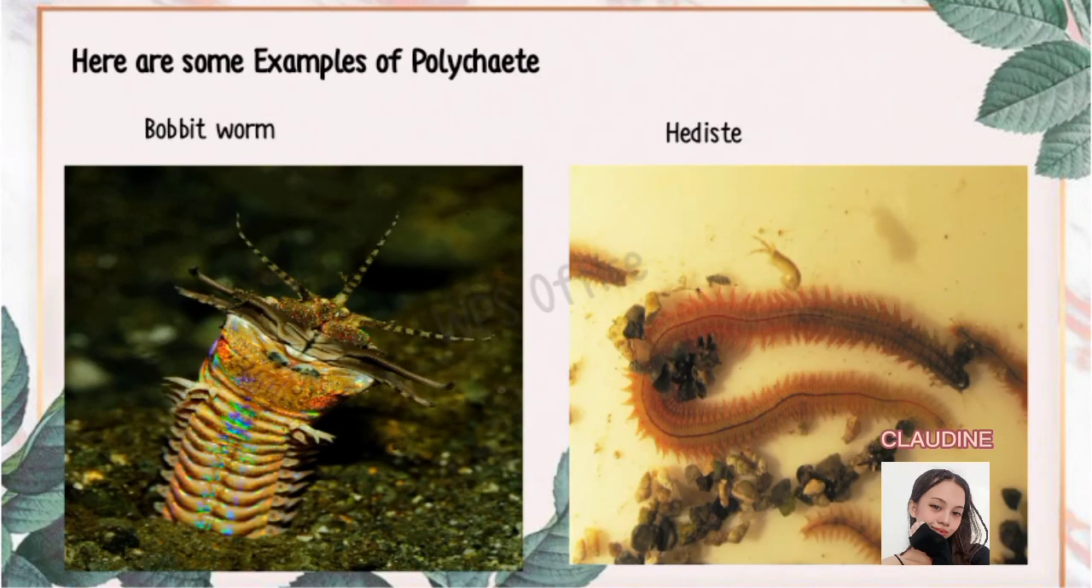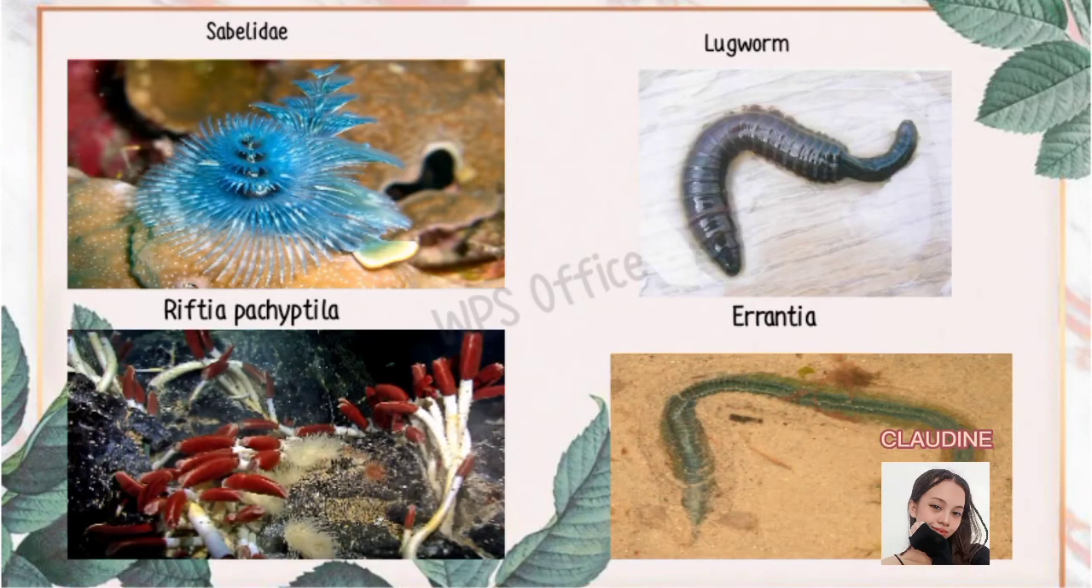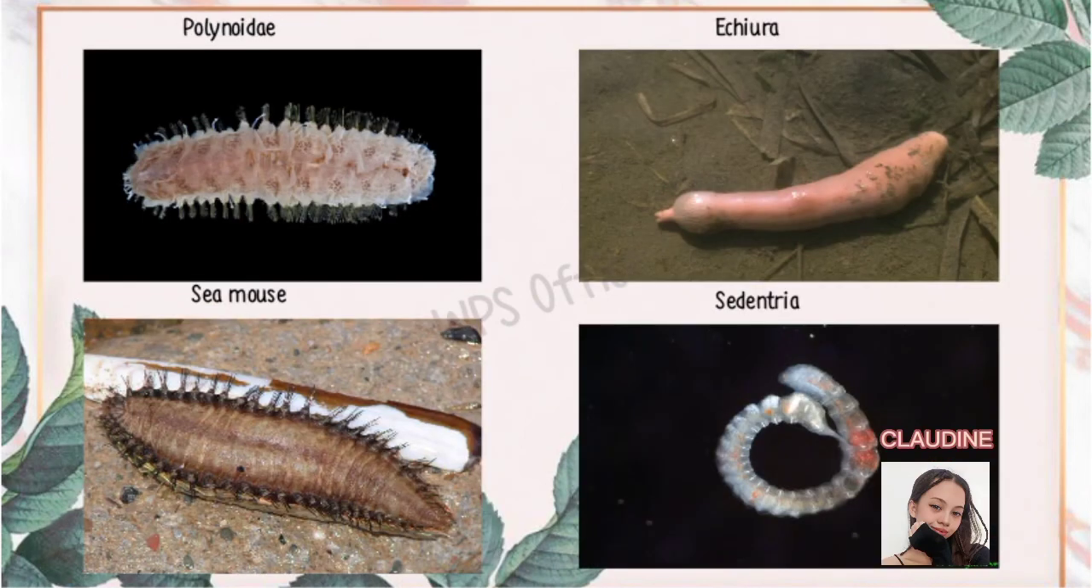Here are some examples of polychaetes: Babbitt worm, Nereis, Nereididae, Ampharetidae, Serpulidae, Sabellidae, lugworm, Riftia pachyptila, Polynoidae, Echiura, sea mouse, and Sedentaria.